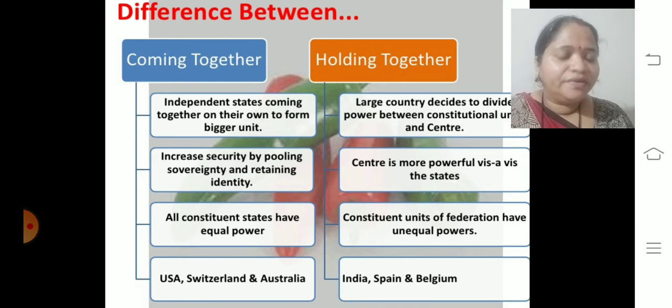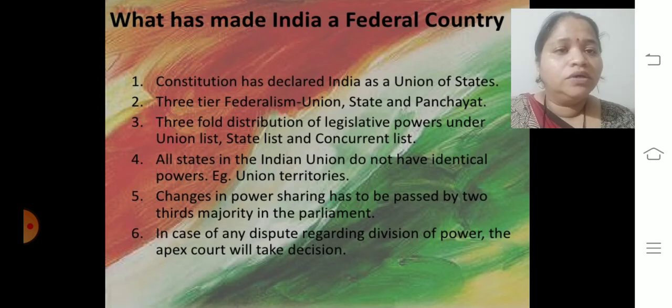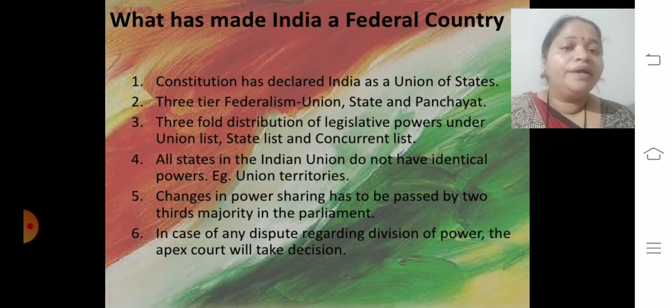Hope these two types of federalism are clear to you. Next, when we talked about federalism and how it works: if there is a central government, state government or any provincial government, how are they working?